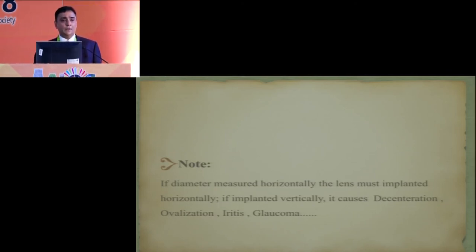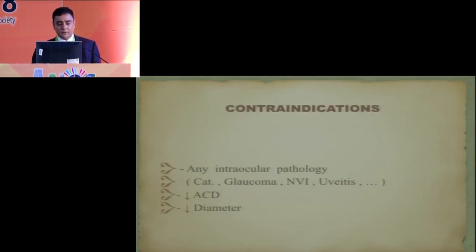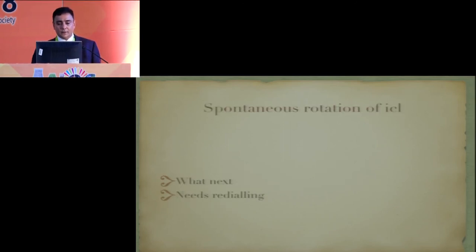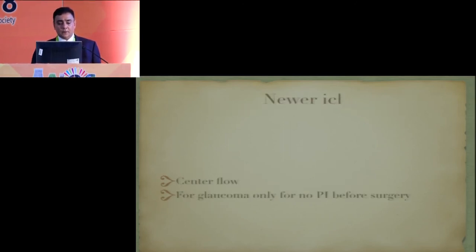it anti-clockwise or clockwise, you can use modern technology like the Verion or the Callisto, and that itself can help you to rotate the ICL on the table if necessary. Otherwise, just do a marking and you can rotate the ICL as necessary. So that is quite possible in today's world. Contraindications for ICL, you all know that if the anterior chamber is very, very shallow, it's not possible. Other contraindications like cataract, glaucoma, etc. are quite possible. Spontaneous rotation of ICL is known.